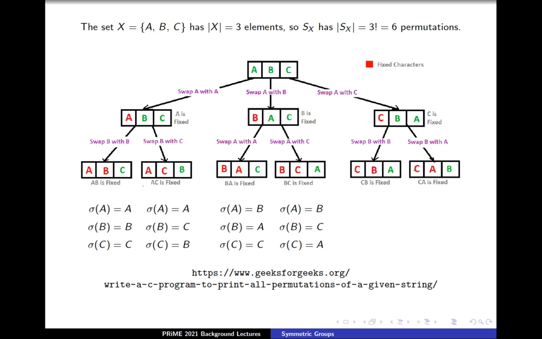For the fourth permutation, none of the 3 letters are fixed by the permutation. Sigma maps A to B, sigma maps B to C, sigma maps C to A. In this permutation, B is fixed, and sigma interchanges A and C. And finally, this last permutation is the reverse of the fourth permutation. So again, none of the 3 letters are fixed by this permutation, but this time sigma of A is C, sigma of B is A, and sigma of C is B.